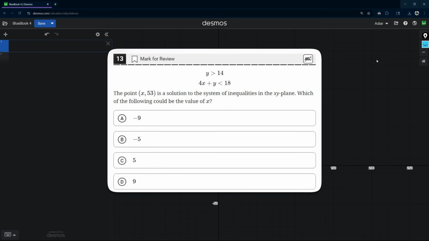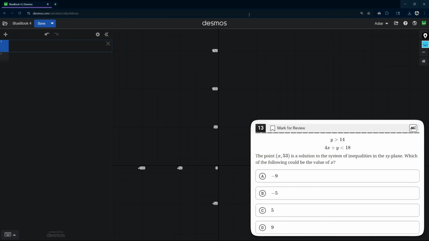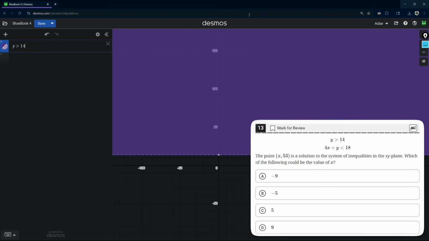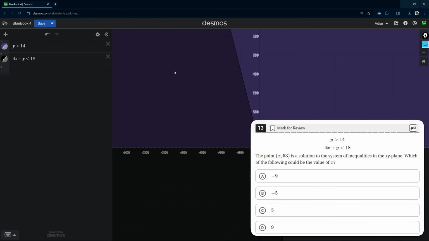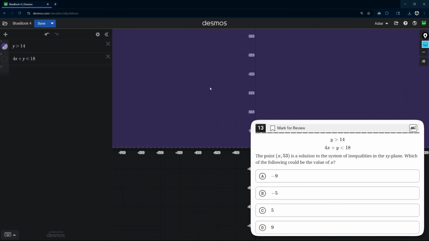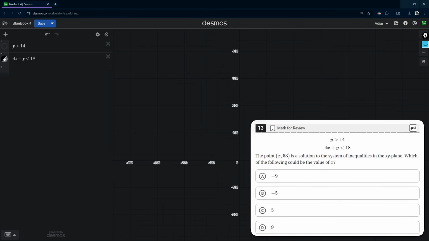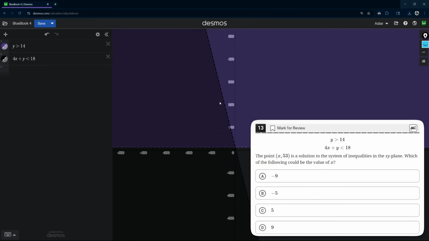In question 13, we're told that y is greater than 14, so that's an inequality that we have. And also 4x plus y is less than 18. And it says the point x comma 53 is a solution to the system of inequalities in the xy plane. Which of the following could be the value of x? In this case, we can just use Desmos to write in our inequalities. Y is greater than 14, and 4x plus y is less than 18. Our solution is going to be where these two intersect, which is in the upper left-hand corner, right? Because when we hide this, we can see that it's going to be in the top part. And when we hide this, we see it's going to be in the left part. So the top left part is our solution.